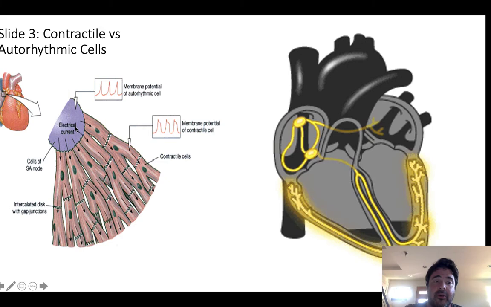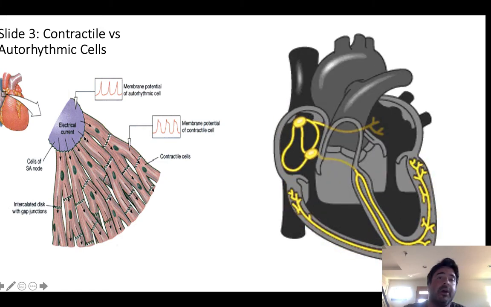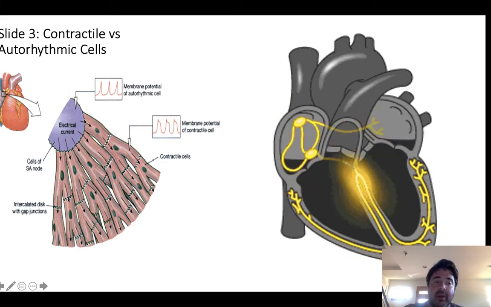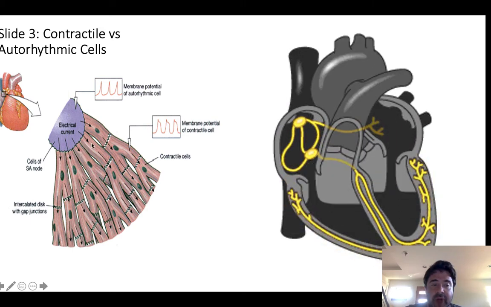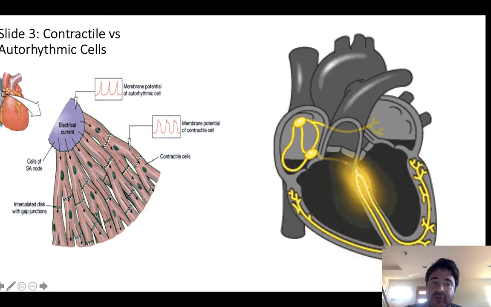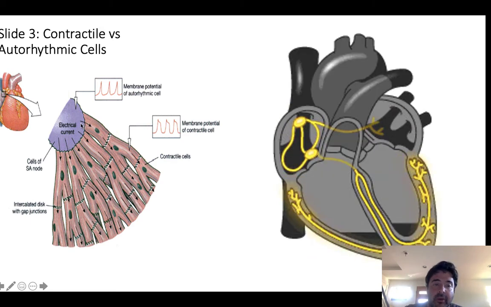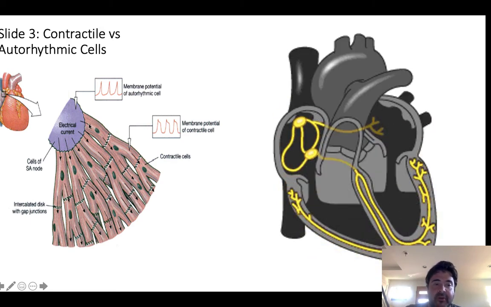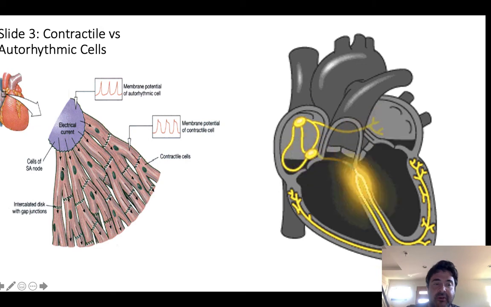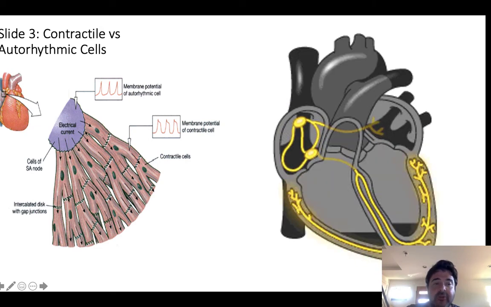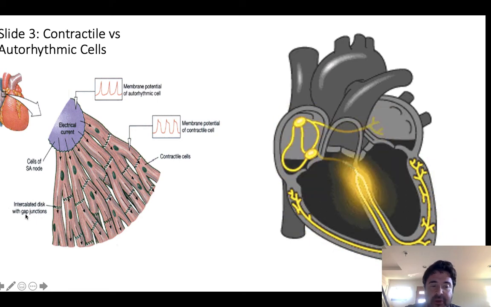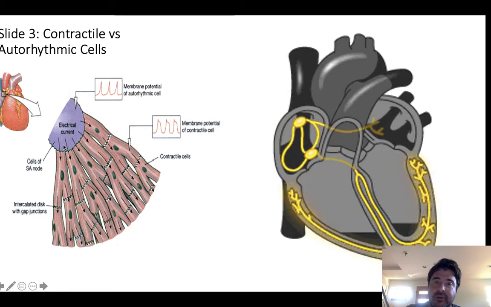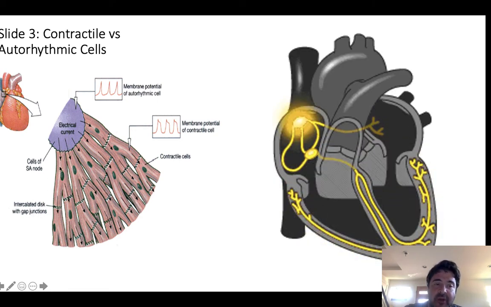Now, the cells of the SA node, which are structurally and functionally unique from contractile cardiac muscle cells, are there to rhythmically fire electrical signals. They're not there to contract. This small bundle of cells then communicates with the contractile cardiac muscle tissue in the atria. Now, the autorhythmic cells of the SA node are connected to these contractile cells via what are called intercalated discs. And intercalated discs have a special type of junction in them called a gap junction. Gap junctions allow cells to communicate.